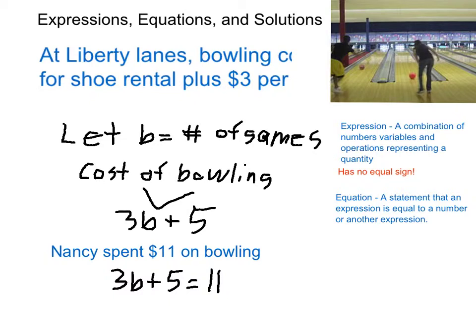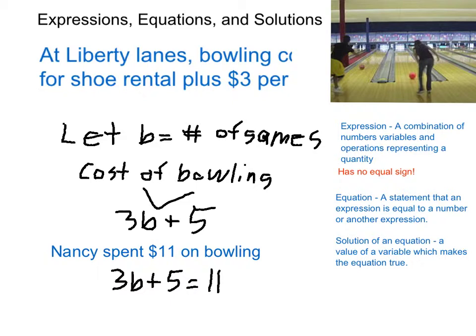So the last thing that we might want to do if we have something like this is to solve it or to find its solution. In other words, we're going to find the solution of the equation. A solution of an equation is simply a value of the variable, in this case b, which makes it true. So how do we actually find the solution?